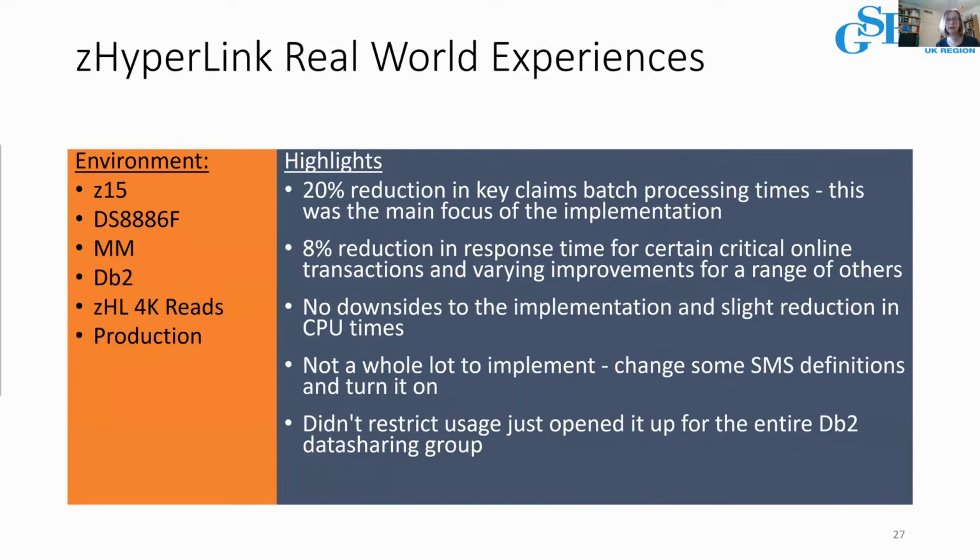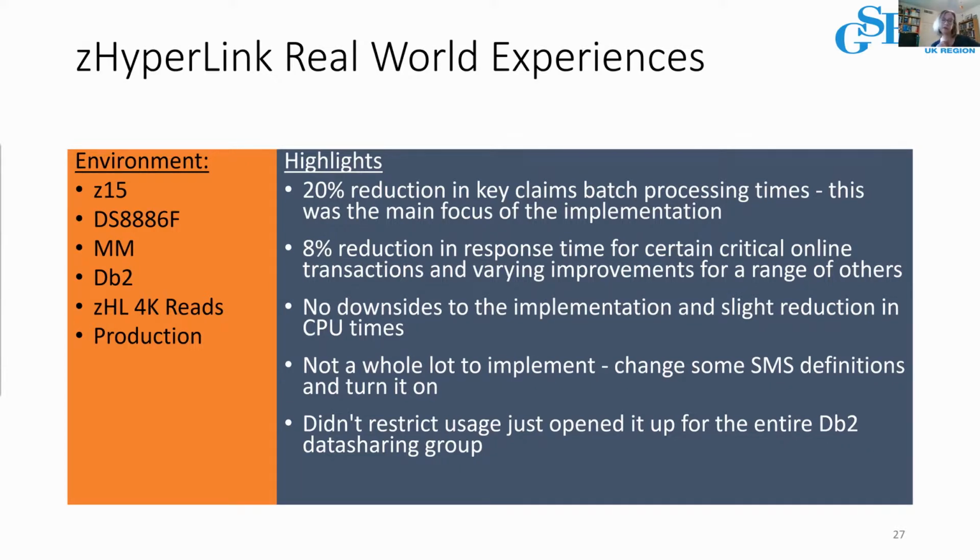And then finally, another example, in this case in production. We've got Z15, we've got the 8886, Metro Mirror, DB2. They are running 4K reads. This customer saw in production, and really in the area where they were focused, a 20% reduction in the key claims batch processing times. That was what they were looking at.